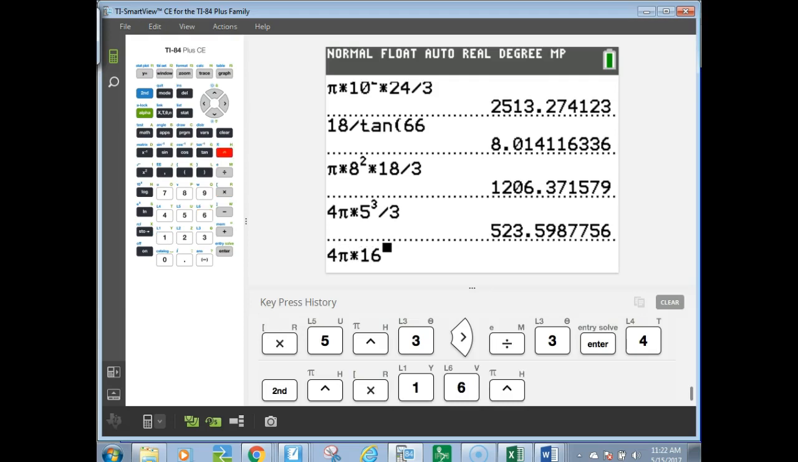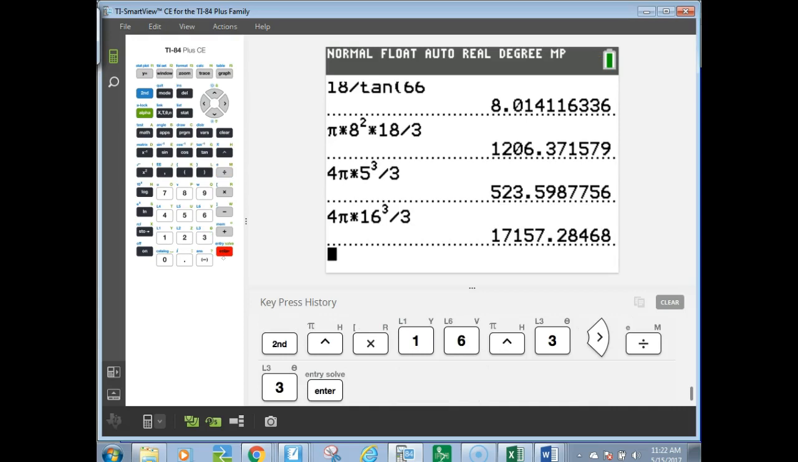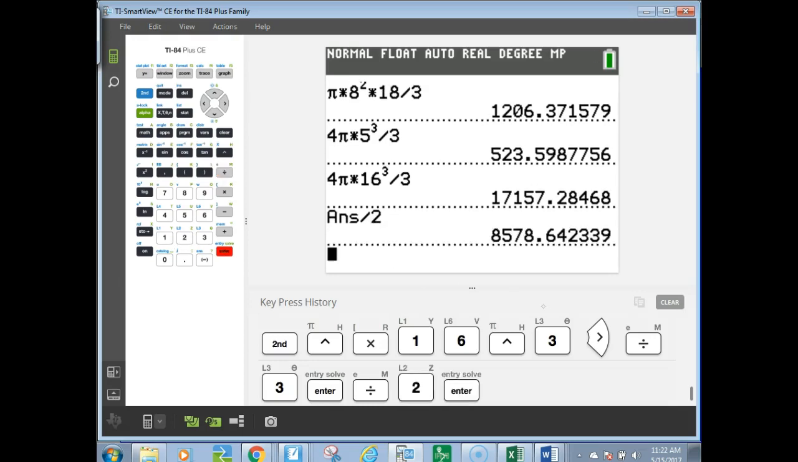Sixteen to the third is going to be pretty big. Well, it just goes off and now it comes back on. Our error's going on and off. 4 pi times 16 cubed divided by 3. And then that would be if the whole thing was there, but it's only half of one, so I'm going to divide that by 2. 8,578.6.